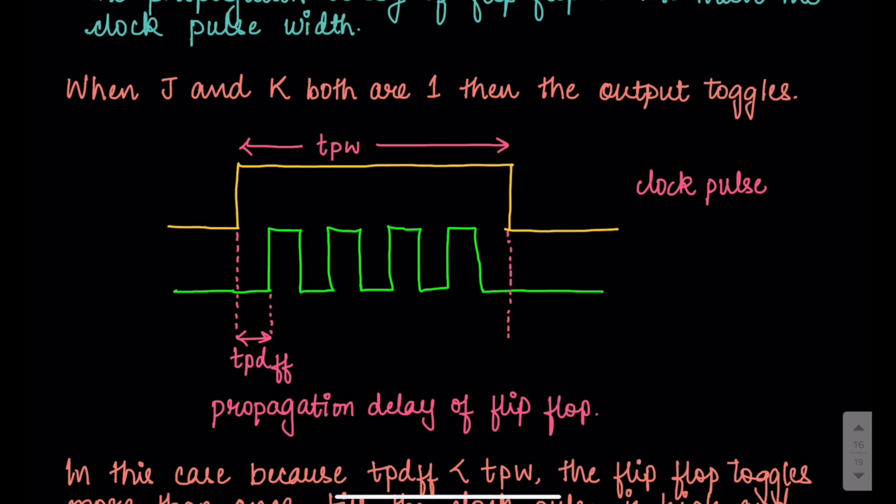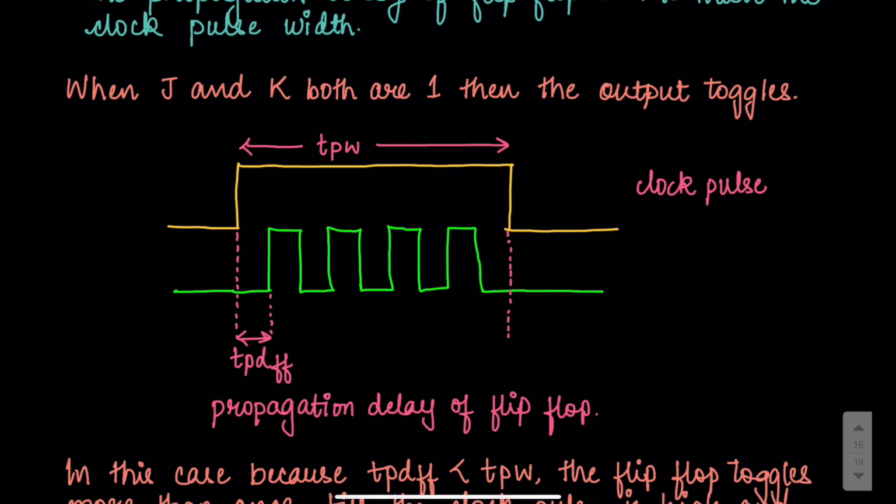So just let's imagine that the propagation delay completes once, the flip-flop will give you the output, but because the clock is still high, the flip-flop is responding, and hence it will again give you another new output, and again and again and again. So the flip-flop is triggered multiple number of times.